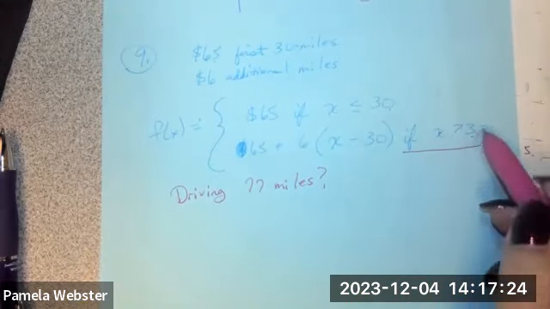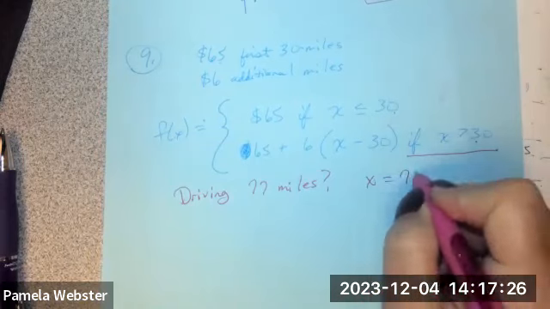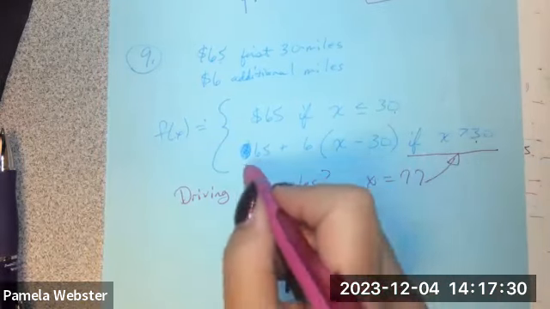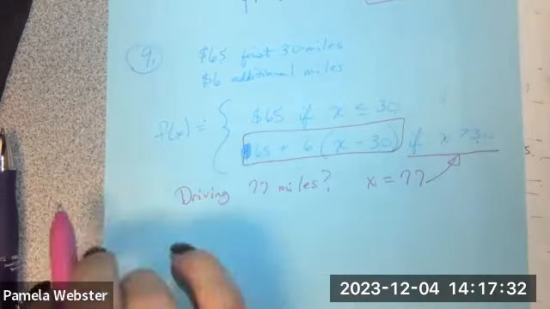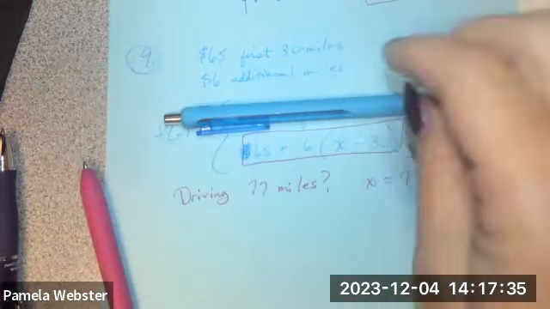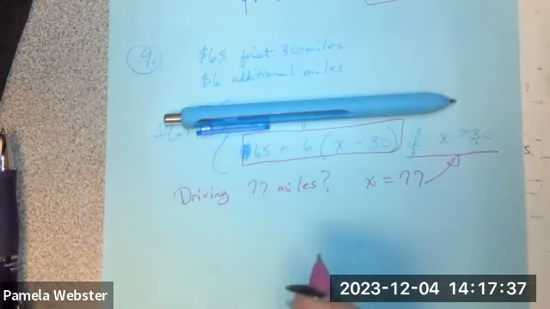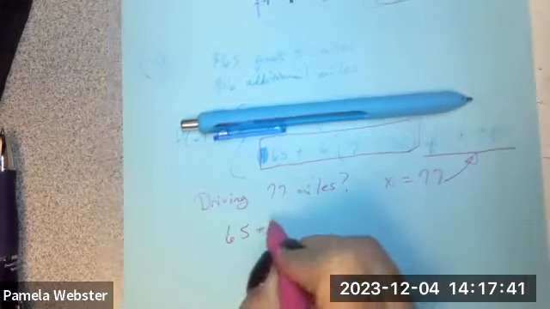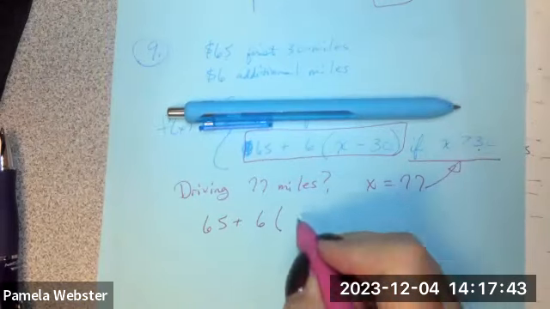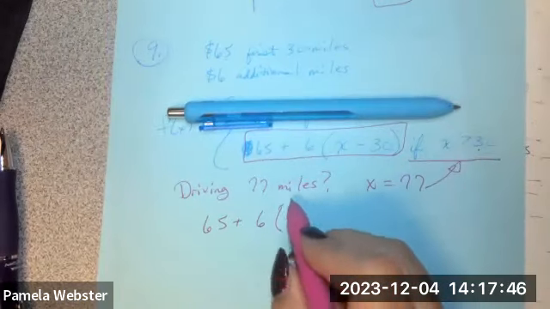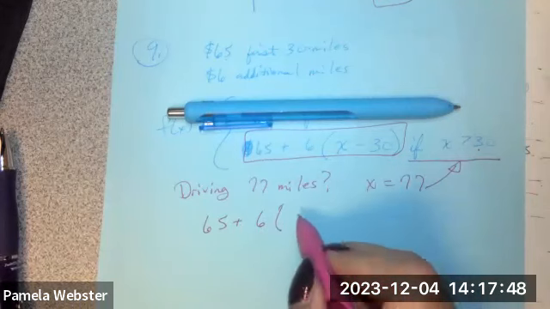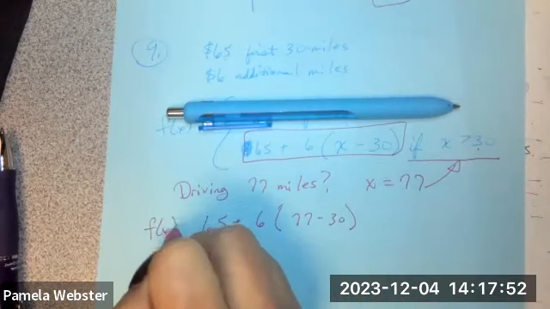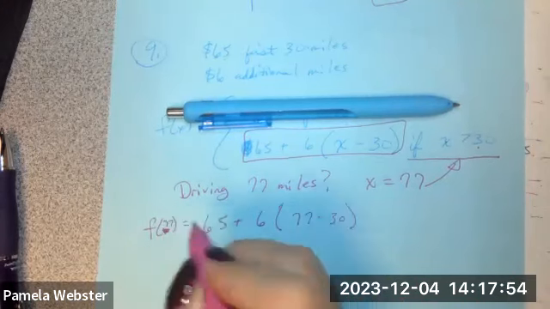X is bigger than, because X is 77 here, right? X is bigger than 30. So that puts me on this second line. So remember when we did these before, I was like, just cover up the one that doesn't apply. So we need this guy right here. So it's going to be 65 plus 6 times, and we're going to have to be careful here because it's not 6 times the 77, it's 77 minus 30, right? That's my functional value of 77.